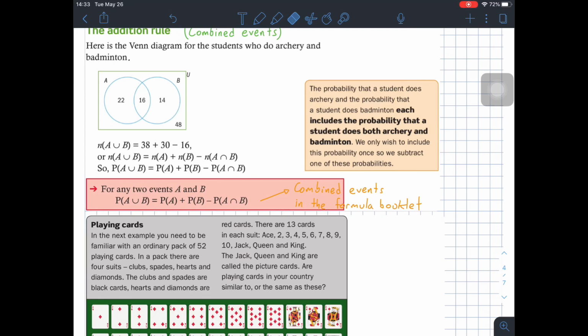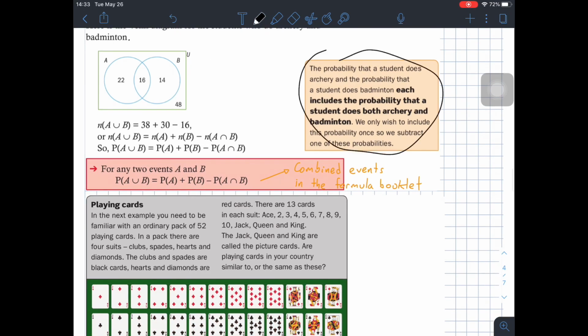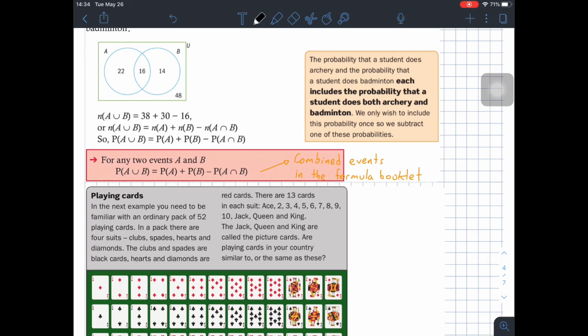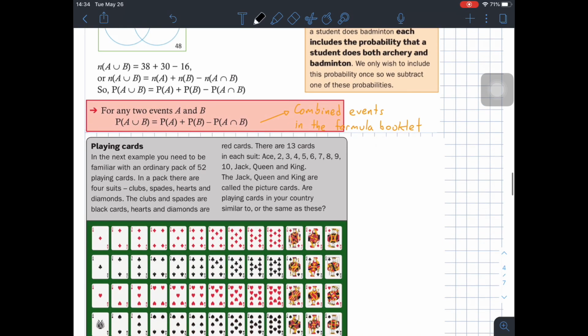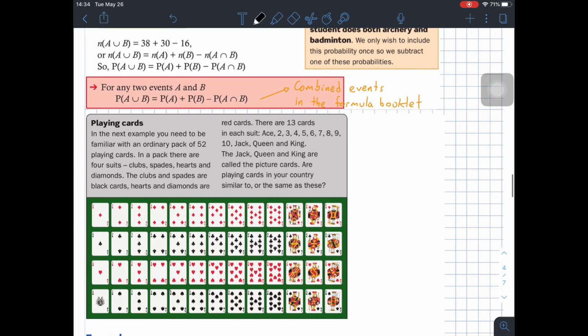Okay. So here it says, the probability that a student does archery and the probability that a student does badminton each includes the probability that a student does both archery and badminton. We only wish to include this probability once, so we subtract one of these probabilities. That's why in the combined events formula we have that subtraction over there. This formula is available in the formula booklet.